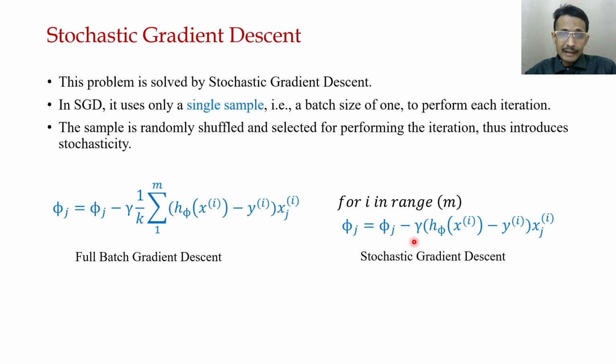But still it is random, and that's why it's called stochastic gradient descent. What is the advantage? The advantage is that the time complexity, or computational complexity, becomes very small, because m is the total number of samples. If it is very big, we are still taking only one sample.